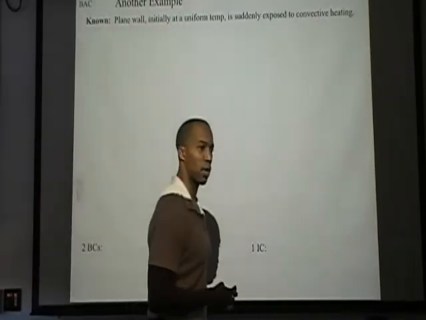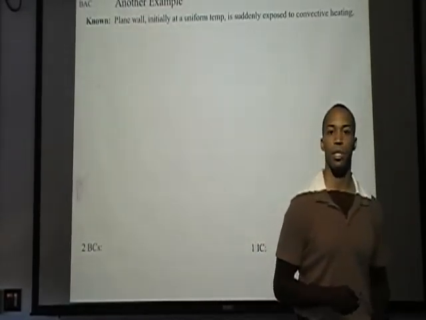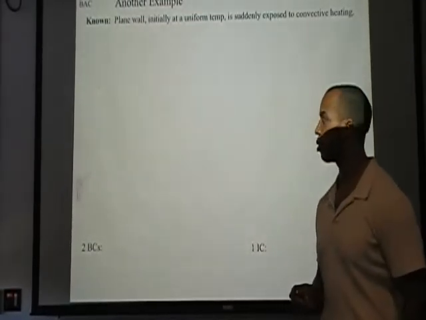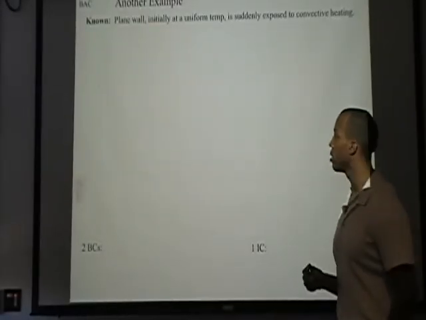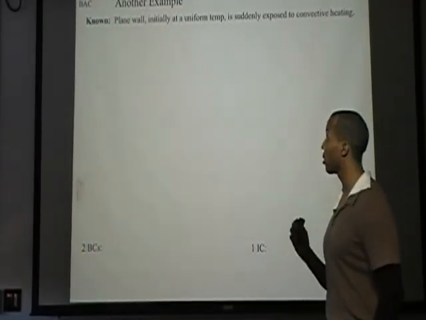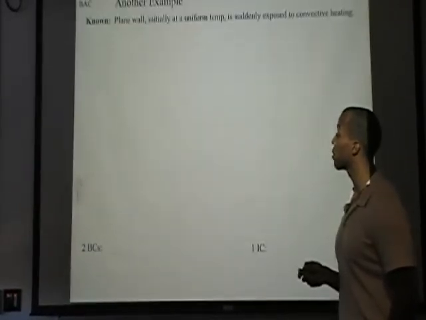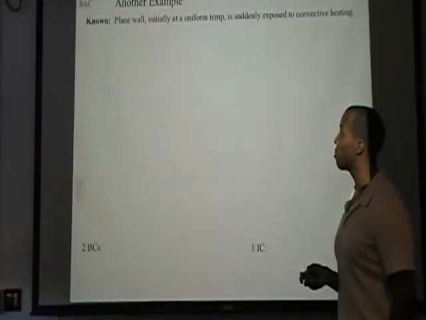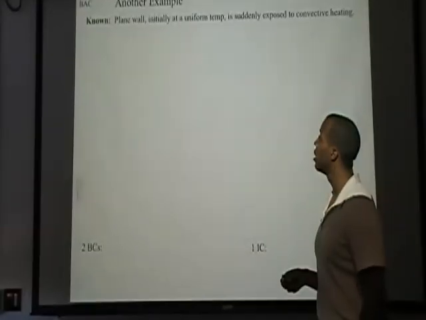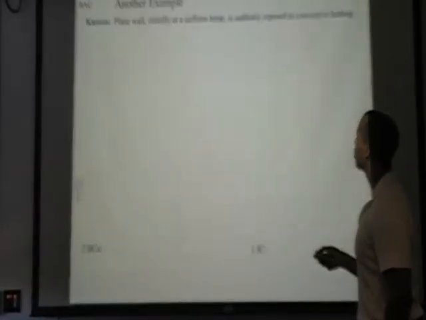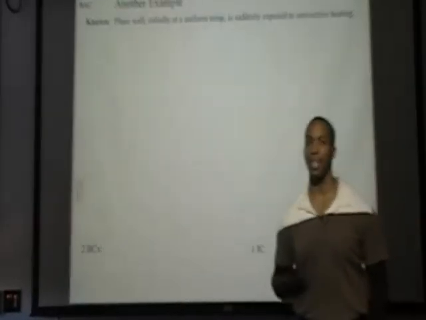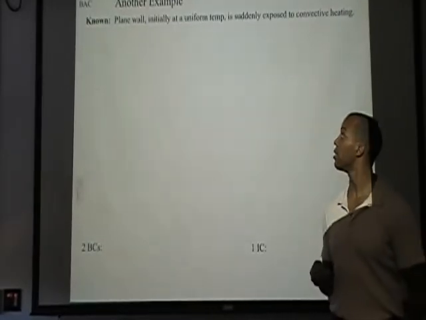So here's another example. I told you there are 2 types of problems that you'll encounter working with the heat equation, 2 primary types of problems. There may be some other corollary type problems, but these are the main 2. And in this example, we have a plane wall once again, and it's initially at a uniform temperature, and it's suddenly exposed to convective heating at one surface.